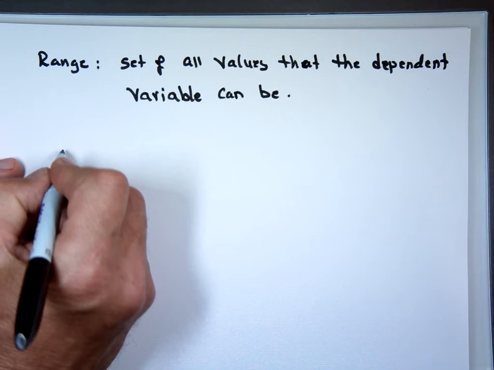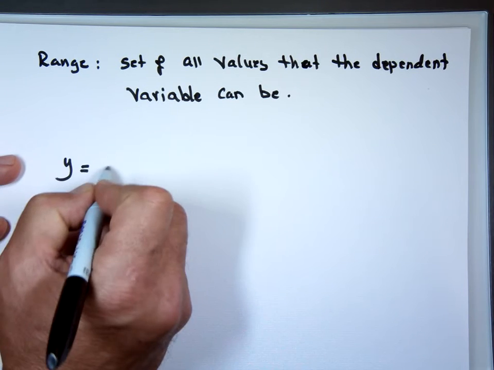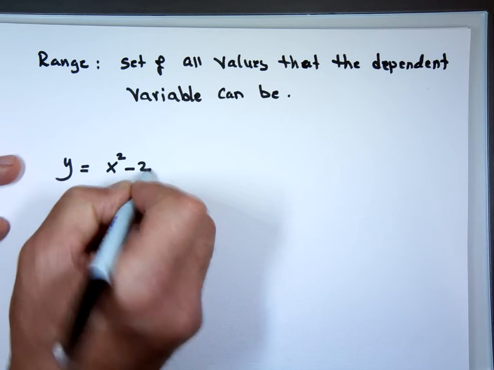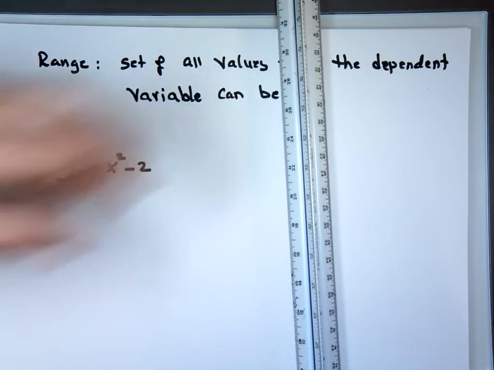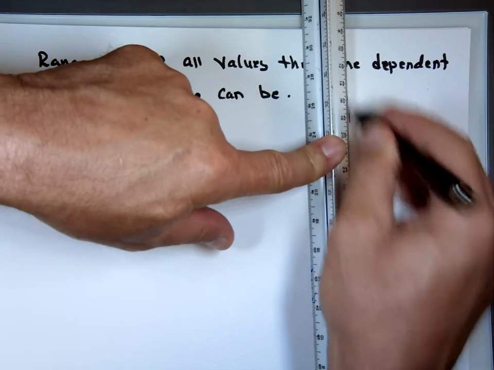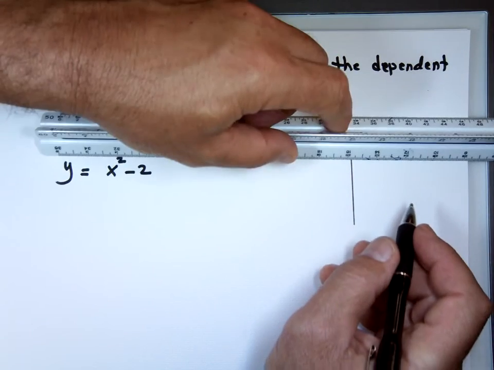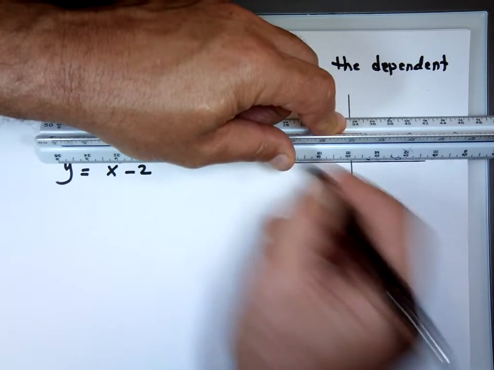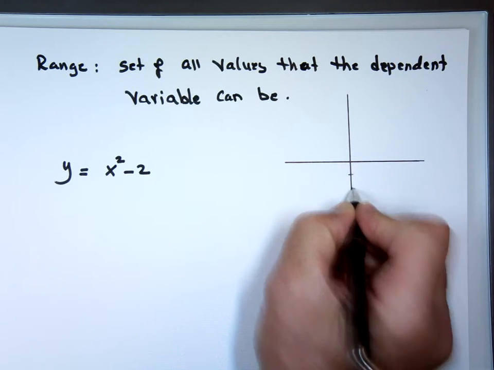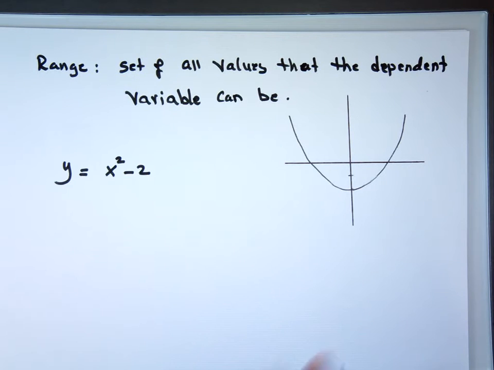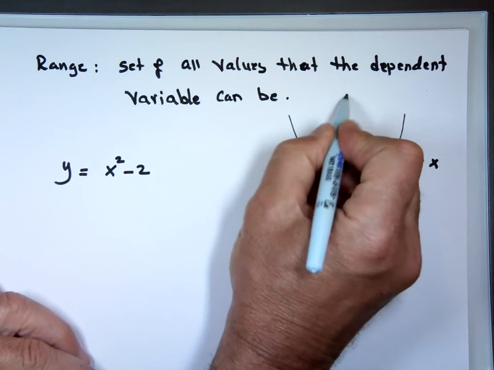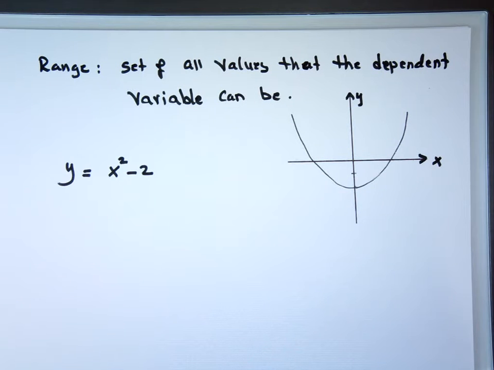So if I have this problem, y equals x squared minus 2. Again, if I graph that one, that's a parabola. It has a y-intercept of negative 2. It looks like this. What's my domain? What's my range? I'll do both.